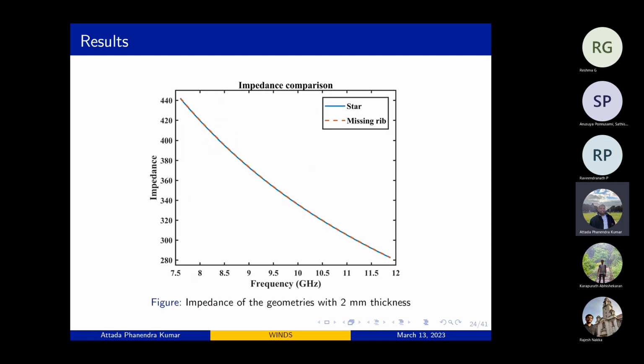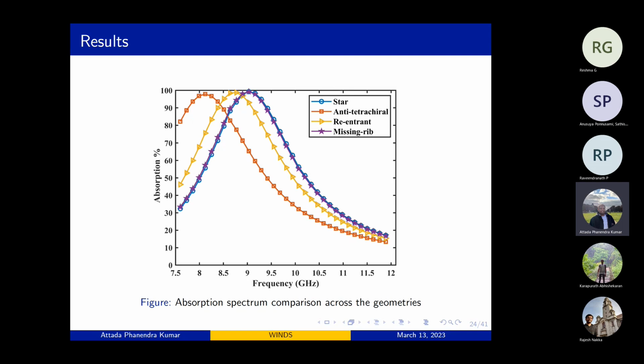To validate this reason, we evaluated the impedance. It is kind of resistance to the movement of electromagnetic waves through the material. We have identified that the resistance is similar for both the structures. So that is the reason why we are able to obtain similar absorption.